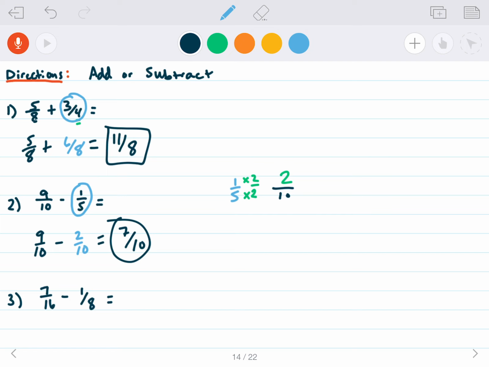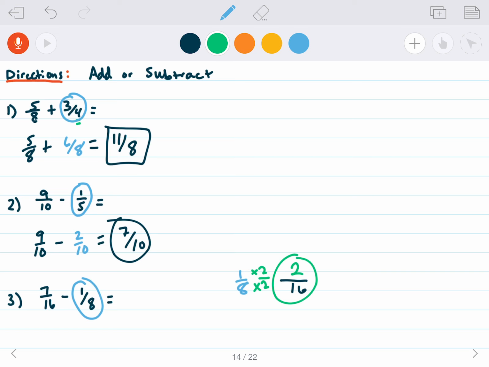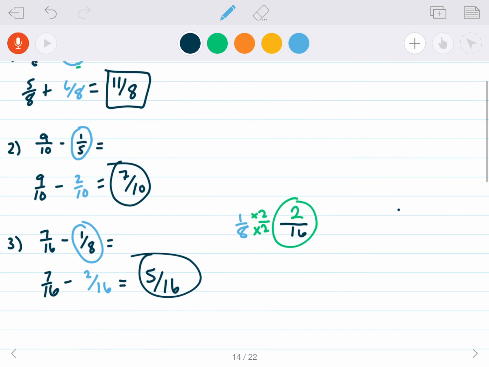I encourage you to pause the video and try this next one on your own. So, looking at the denominators, we have 16 and 8, and we want to change the smaller into the bigger. So I want to change this guy again. So 1/8, I want to have a denominator of 16. So I better multiply the bottom by 2 and the top. So when I do that, I get that 1/8 is equivalent to 2/16. So rewriting, I get 7/16 minus 2/16. Well, 7 of something minus 2 of something is going to be 5 of something. So we get 5/16. All right? I hope that made sense.